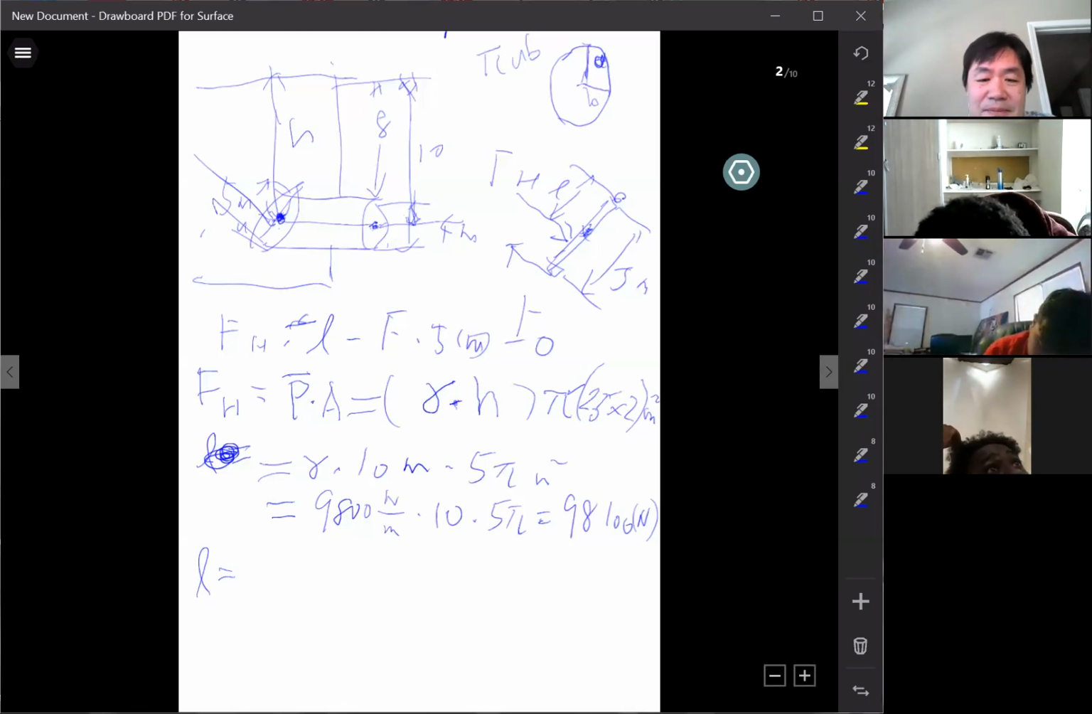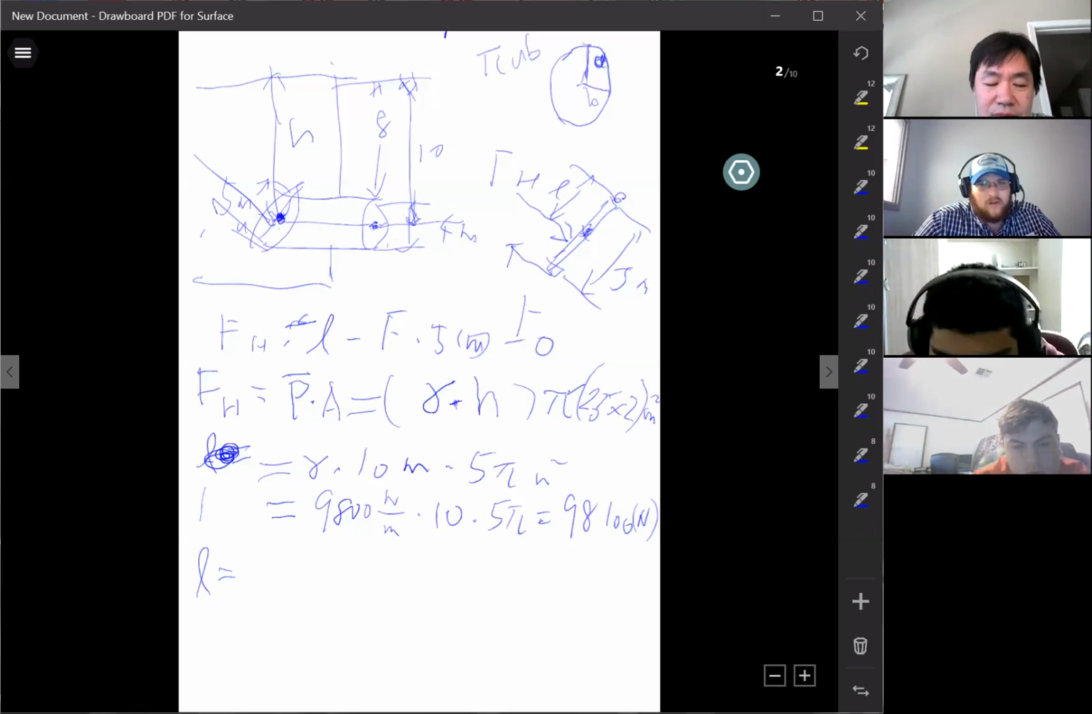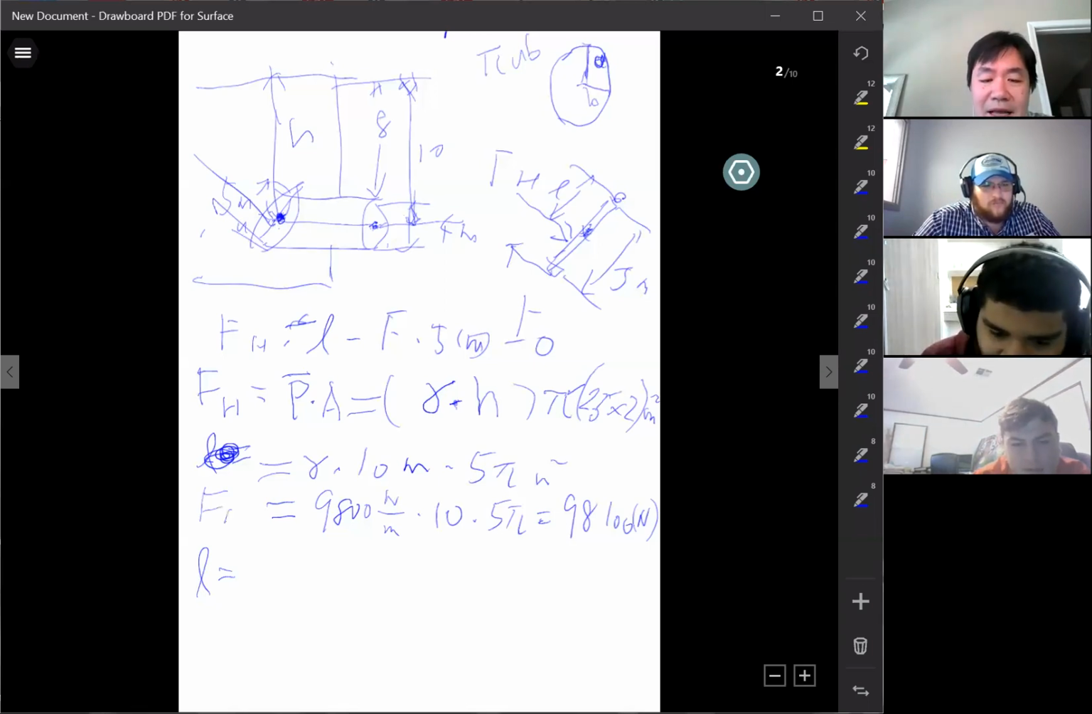The total answer is 98,100. Oh no, that's just gamma H. That's just gamma H. This is FH. No, the 98,100 is just the gamma H. That's not what I'm getting for the final answer. The final answer is 98,000. In the textbook, it says 98,000. Is that what I'm getting?